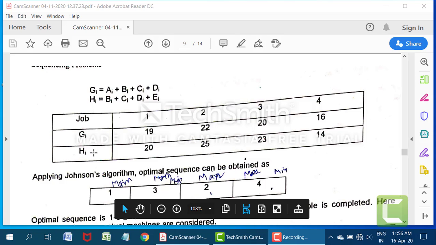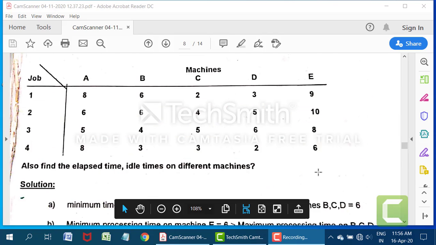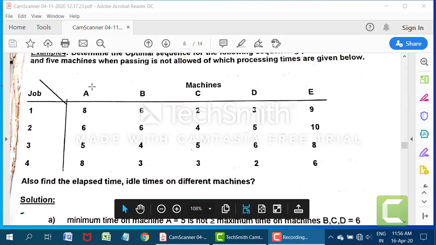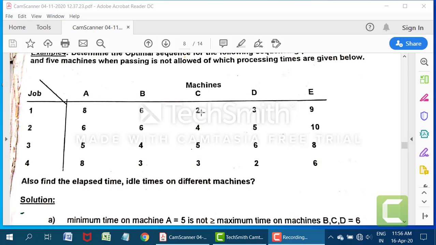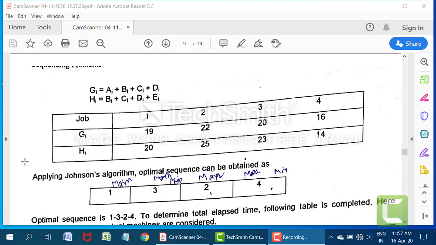Similarly, processing times for H can be computed by leaving the first machine data. This you omit. The first machine data is omitted and the remaining machines are taken fully, B, C, D, E. 6 plus 2 plus 3 plus 9 for the first job. For the imaginary machine H, what will be the processing time for the first job? 6 plus 2, 8. 8 plus 3, 11. 11 plus 9, 20. See, fictitious machine H, first job 20.